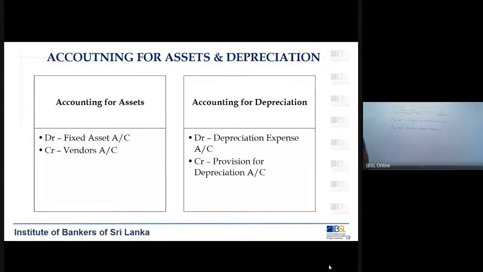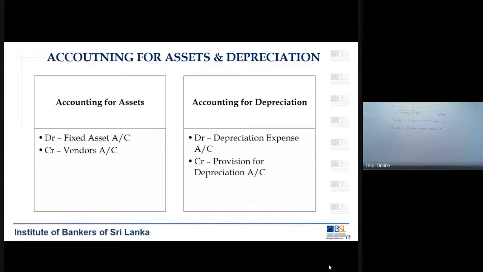So then we are looking at the accounting for assets and depreciation. So if you look at it, accounting for assets, that is when you buy an asset, you will debit a fixed asset account, say motor vehicle account, computer equipment account, furniture account, any account. And you will credit the vendor. Vendor means the person who has supplied the goods. Or you can credit cash.